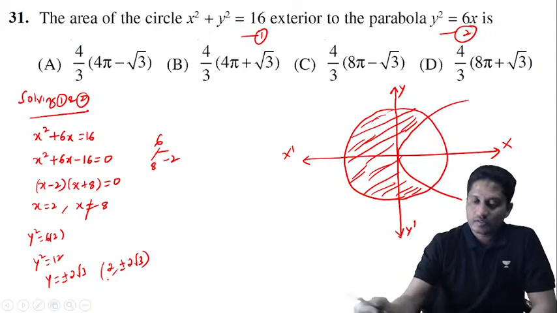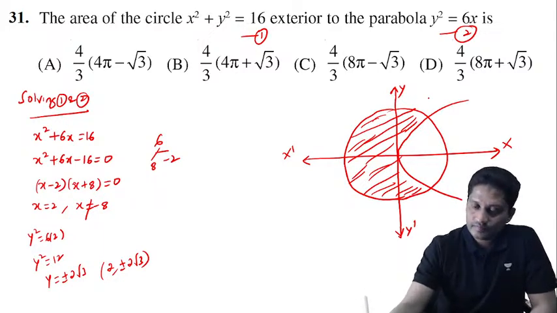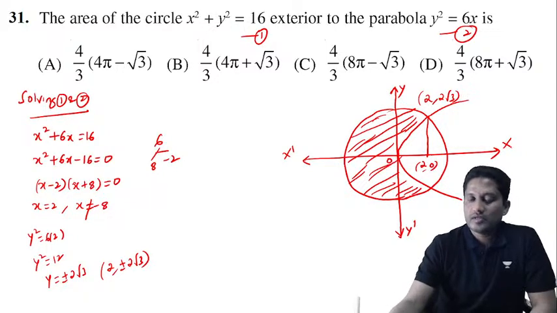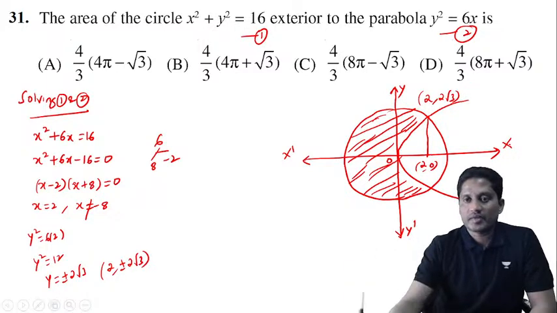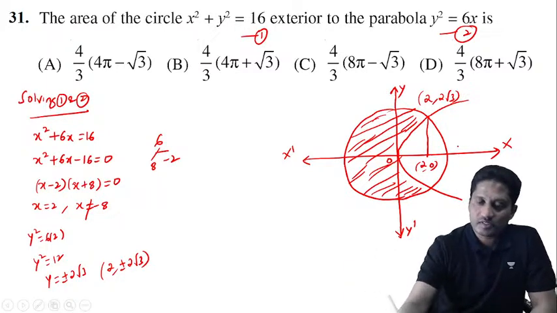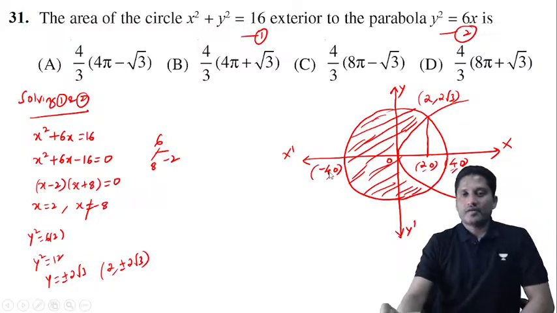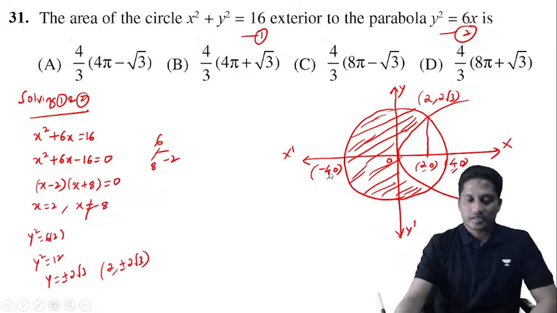Now if I substitute, this is 2 comma 2 root 3. Okay, drop the perpendicular. This is 2 comma 0. This is 0 comma 0. I'll find only the first quadrant, multiply by 2. So the radius of this circle is 4. So this is 4 comma 0. This is minus 4 comma 0. Right, I'll find the area in the first quadrant, multiply by 2.